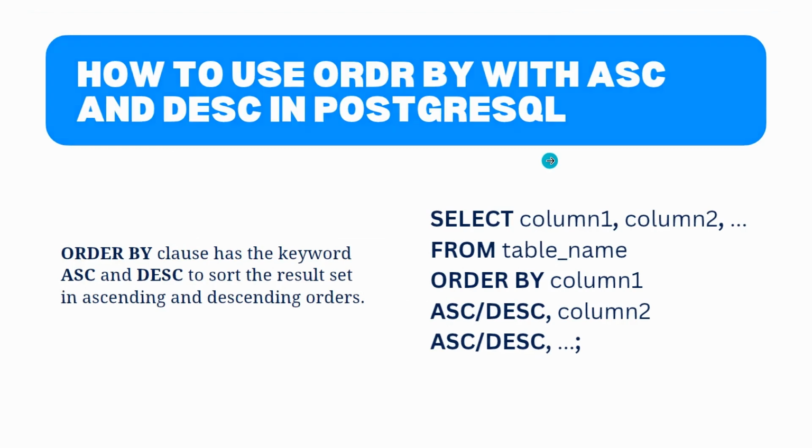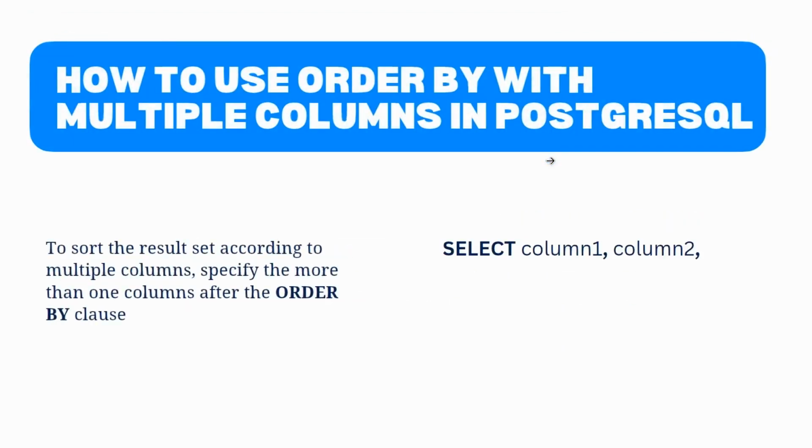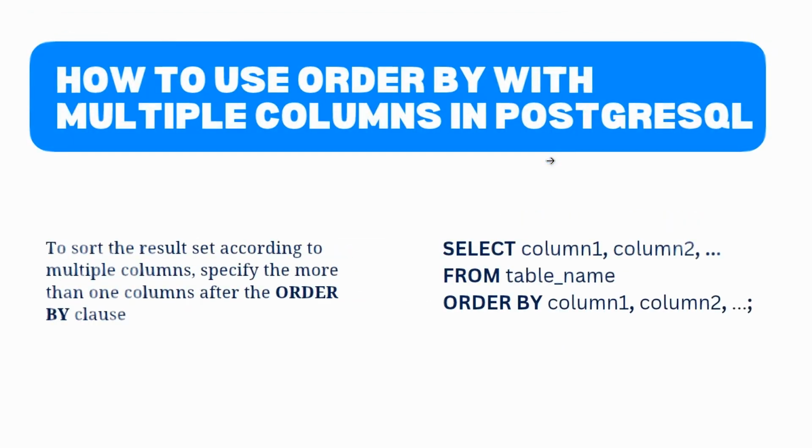Now move to the last topic of this tutorial, how to use the ORDER BY clause with multiple columns in PostgreSQL. As we have seen in the previous examples, we have sorted the whole result based on a single column. But in this section, we are going to sort the whole result based on more than one column. And you can see here the syntax is the same, but we only have to specify more than one column after the ORDER BY clause. Let's see with an example.